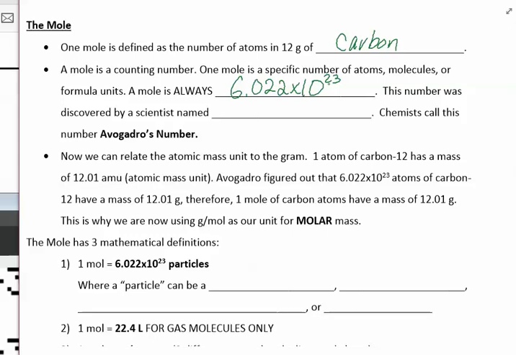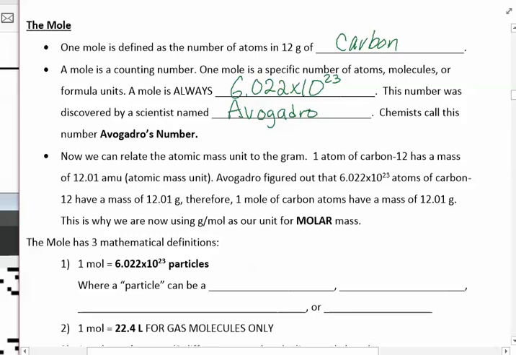So this number was discovered by a scientist named Avogadro. Think of it differently than avocado, but it is similar. It's Avogadro. So we refer to this number as Avogadro's number. So this is a mole, this is Avogadro's number, and this is a powerful number because this number allows us to relate atomic mass unit, or AMU, to the gram.